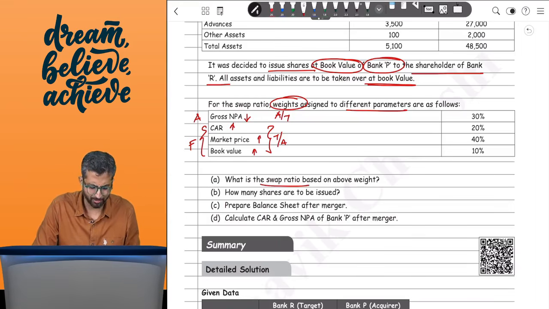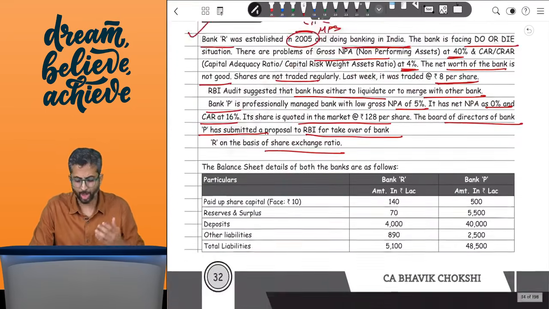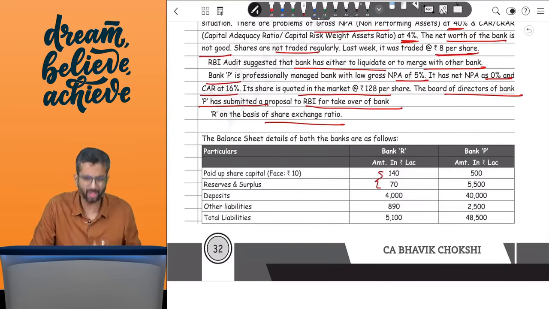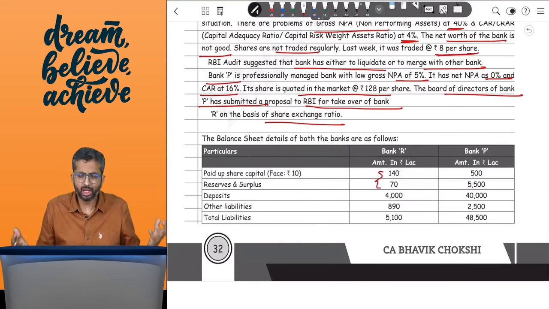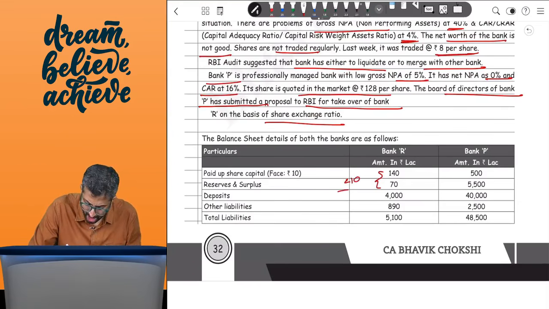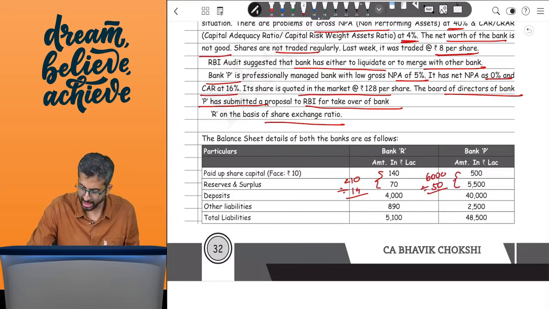Well, you have gross NPA, capital adequacy ratio, everything. You don't have the book value. Book value can be assets minus liabilities or share capital plus reserves. Over here there are no fictitious assets, nothing, and hence you can take either assets minus liabilities or share capital plus reserves, which is 210 divided by, I think, 14 shares. And this is 6,000 divided by, I think, 50 shares. So 6,000 by 50 comes to around 120, and 210 by 14 comes to around 15.